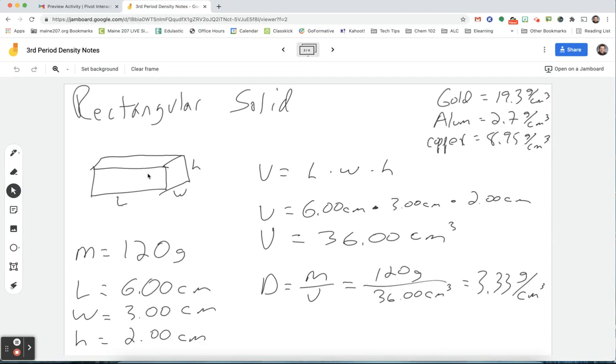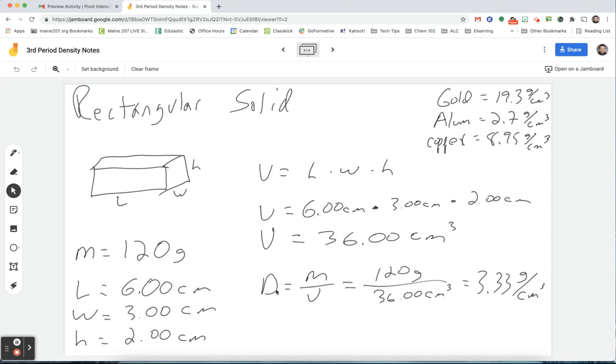Volume of a rectangular solid is length times width times height. Not length plus width plus height. Not length divided by width divided by height. Not length minus width minus height. Times 6.00 centimeters times 3.00 centimeters times 2.00 centimeters. And notice I'm leaving the units in the calculation. 6 times 3 is 18, times 2 is 36. Centimeters times centimeters times centimeters gets you a combined unit of centimeters cubed, which is a unit for volume.